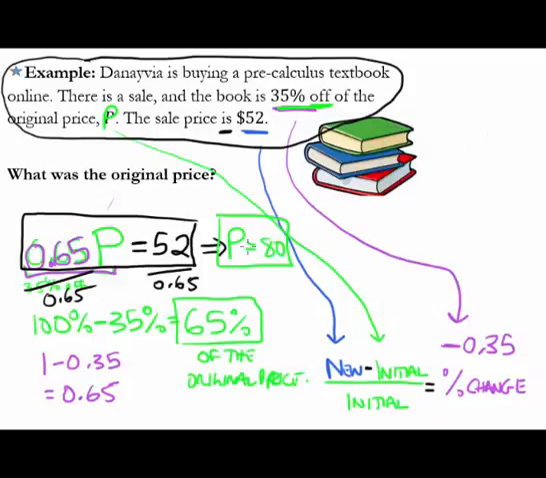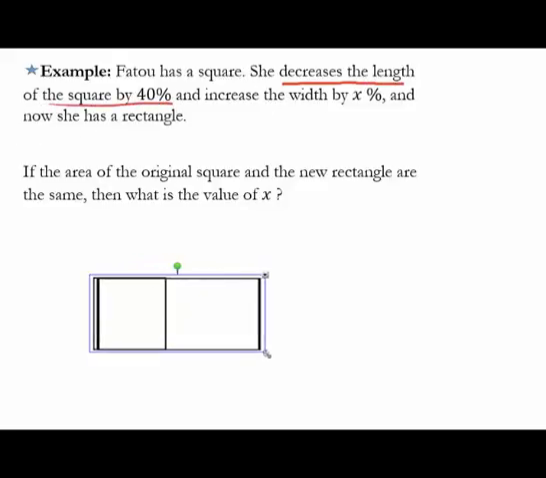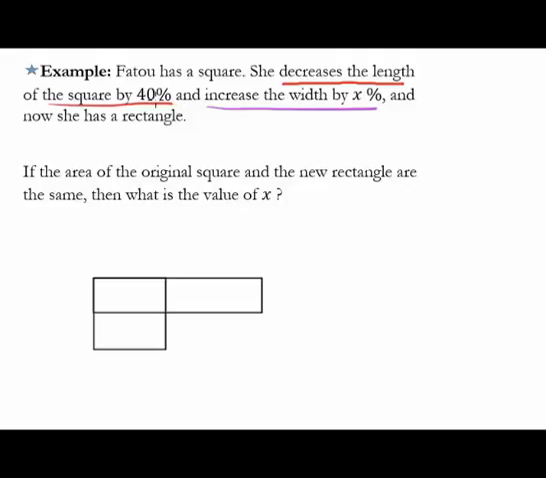Okay, let's take a look at one more example. Fatu has a square. She decreases the length of the square by 40%, okay, and increases the width of the square by X%, okay. And so now she has a rectangle, right? If you take a square and you smush one side, pull out the other side, it's a rectangle, okay. If the area of the original square and the new rectangle are the same, so they have the same area, okay, then what is the value of X?